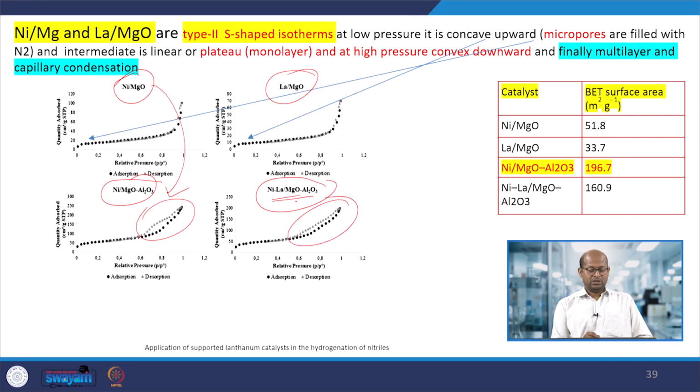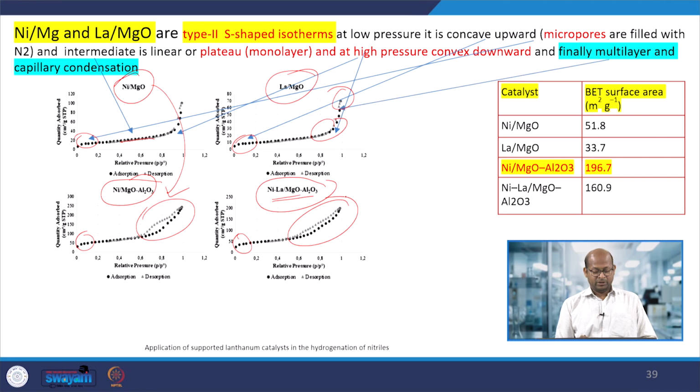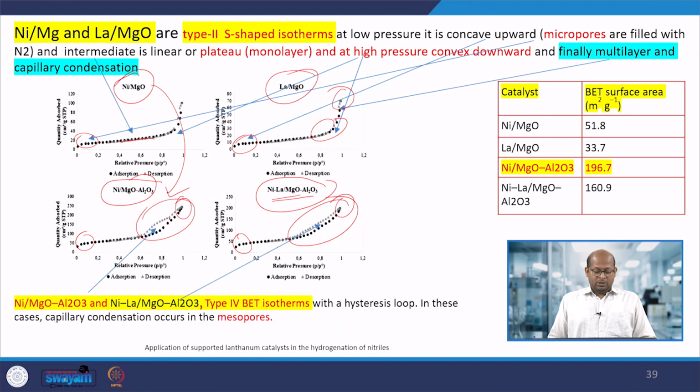Here you can see the concave upwards curve of micropores, so micropores are filled in this case. Here also micropores are filling, then there is an intermediate plateau region, monolayer coverage, then a high-pressure convex downward curve, and finally multilayer formation at this particular point. Okay, thank you.